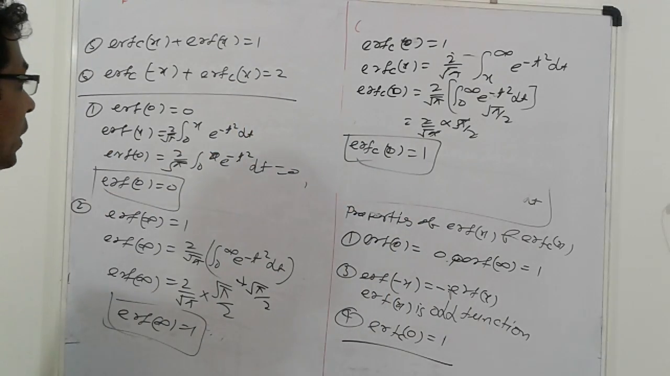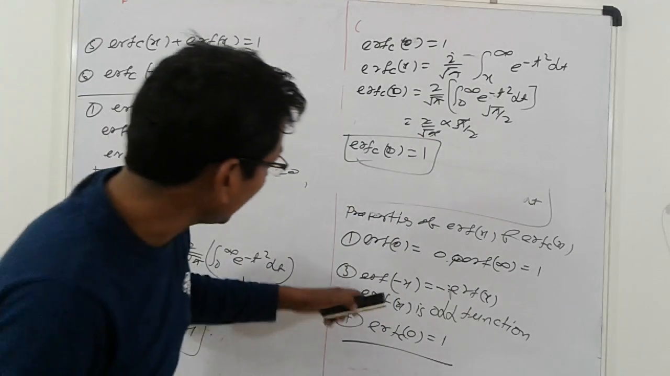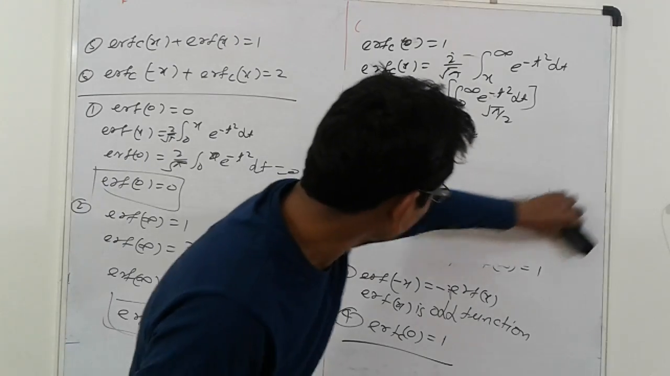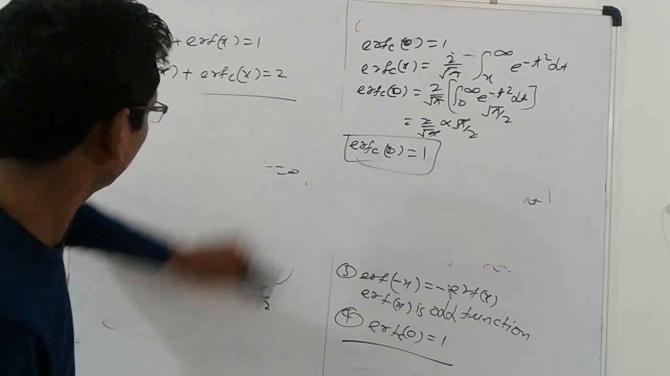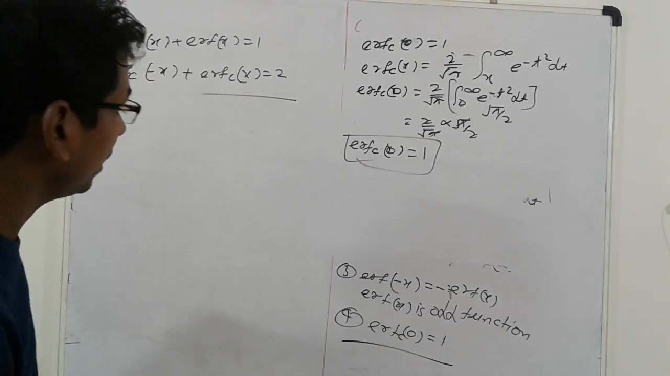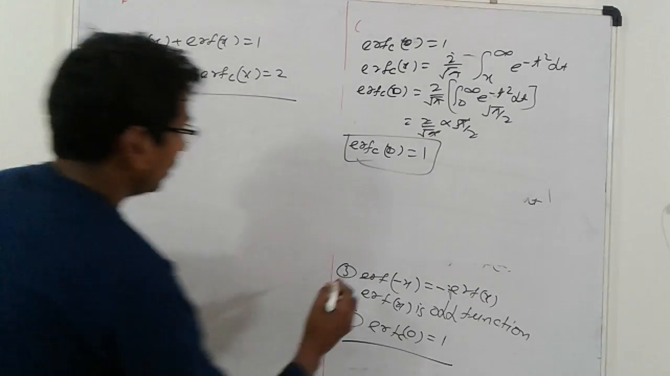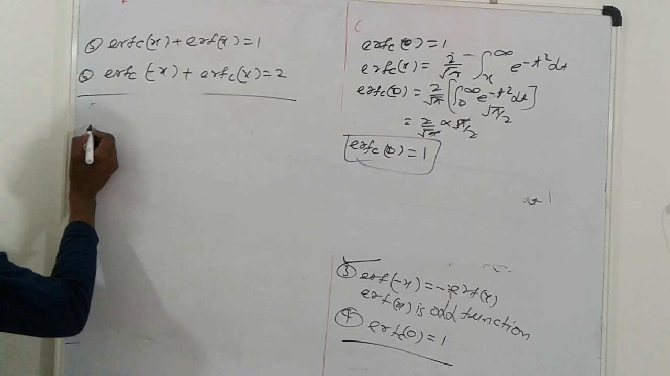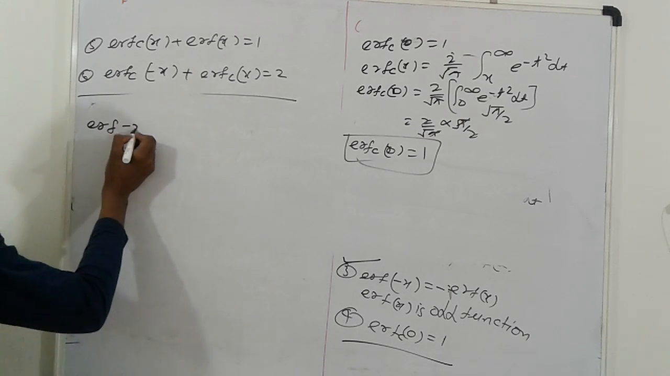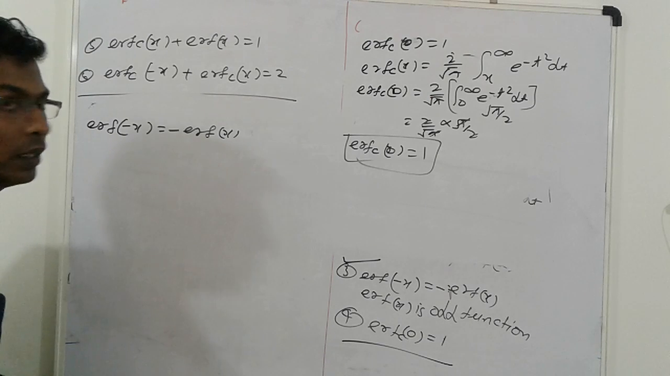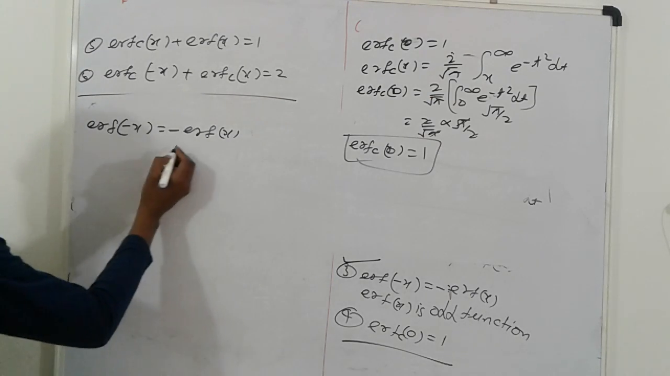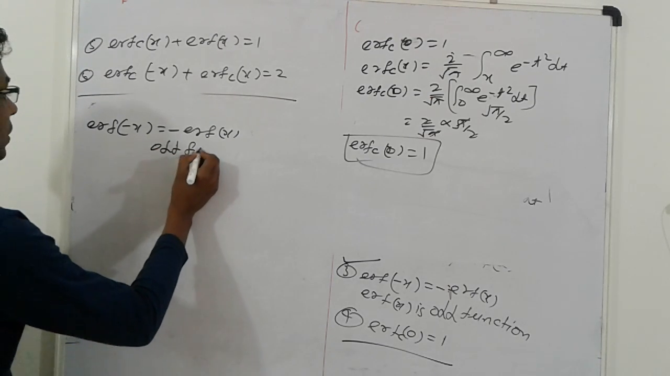Again, that proof. Next, here are the properties. Error of minus x, here I proved it. Error of minus x is equal to minus error of x. Proved it. This is the odd function.